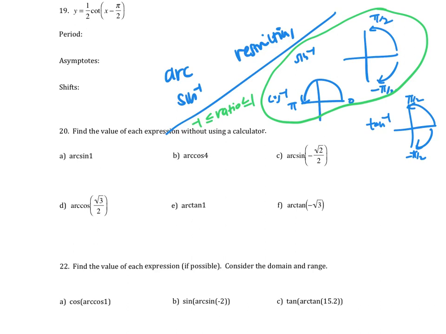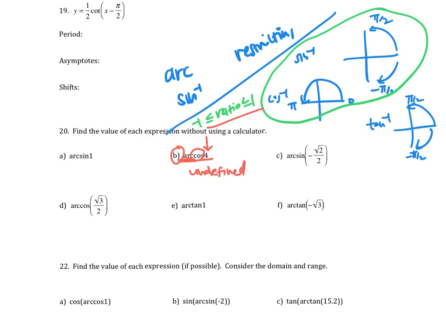Let me just go over a couple of these. Like B, you have arc cosine of 4. That means if the ratio is 4, what is the angle within the restriction for cosine? Well, remember, inverse cosine and inverse sine have a restriction such that the ratio needs to be between -1 and 1, and 4 is outside of that, so the answer is undefined.